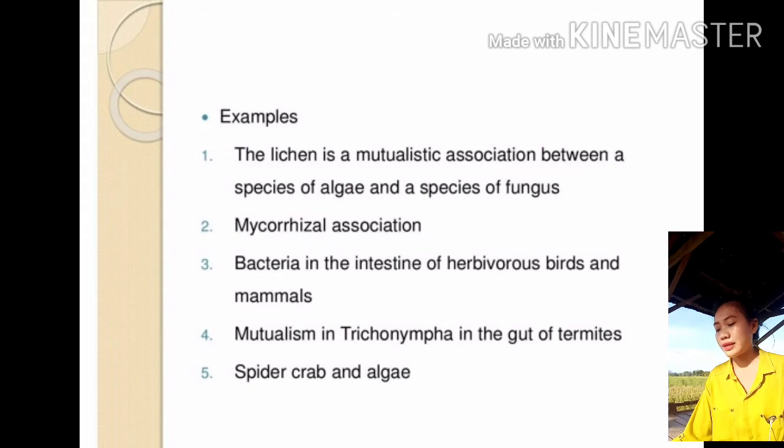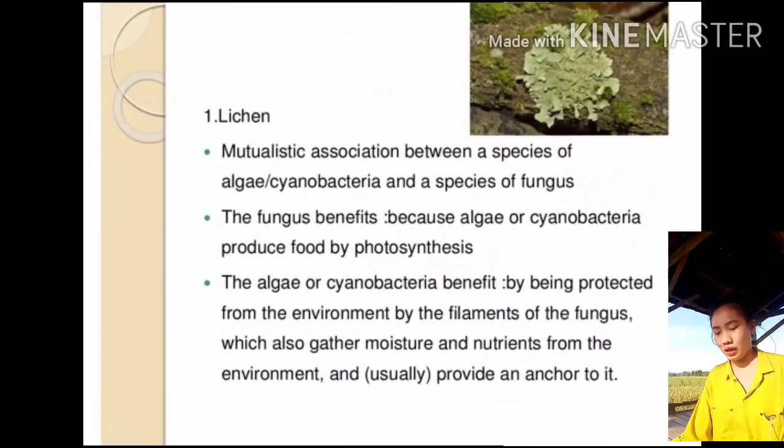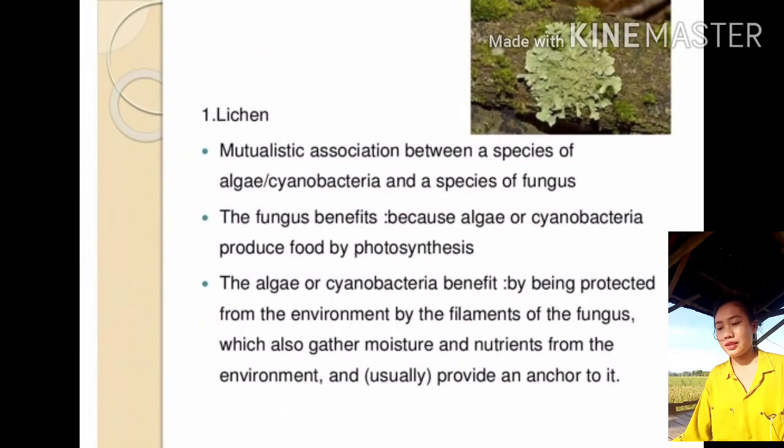Then, mycorrhizal association. Bacteria in the intestine of herbivorous birds and mammals. Mutualism in trichonympha in the gut of termites, spider crab, and algae. Let us first discuss the first example, which is lichen. You can see in the picture.